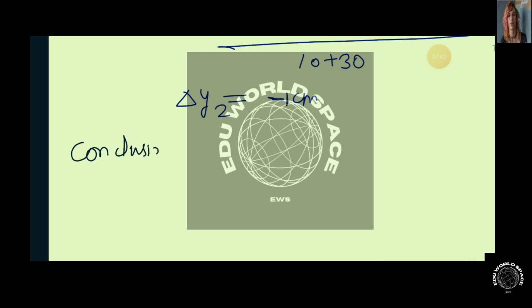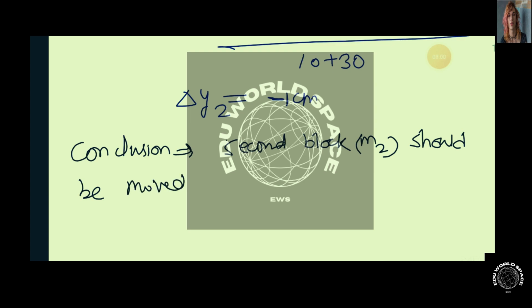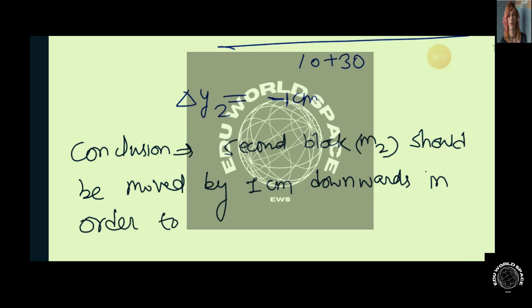So the conclusion is that the second block m2 should be moved by 1 centimeter downwards in order to raise the center of mass by 1 centimeter. So this is the answer to the given question. Hence I have solved the question completely. Thank you.